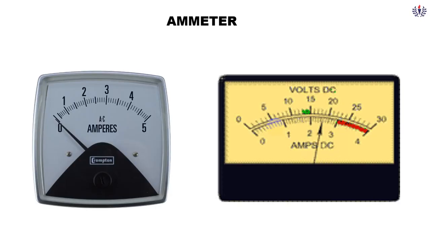So, in this picture, you can see the ammeter. So, what is meant by ammeter? Ammeter is nothing but a device which is used to measure the current value. This is actually an AC ammeter which measures the AC current. This is a DC ammeter which measures the value of DC current. Here you can see volt also, so it can be used as a multi-purpose meter.